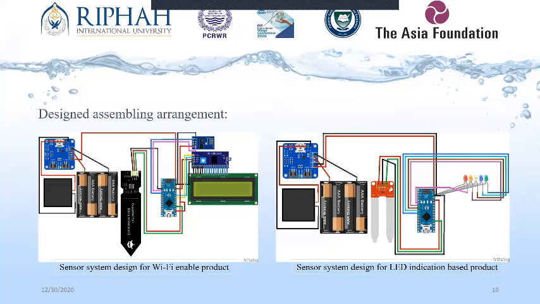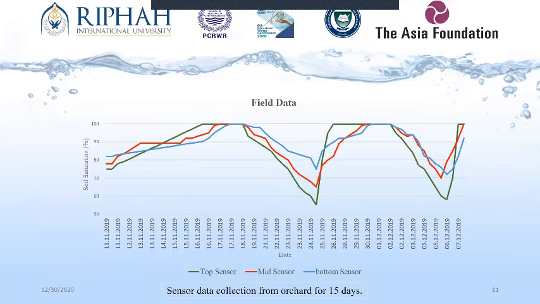In this, there are two modules. One is a Wi-Fi enabled product which can be used in remote areas with the help of Wi-Fi, and another is an LED indication based product which can be used by unaware farmers who are not aware of soil moisture, but they can see the LED lights and guess the moisture in the soil. So after fabrication, we installed some sensors on the field.